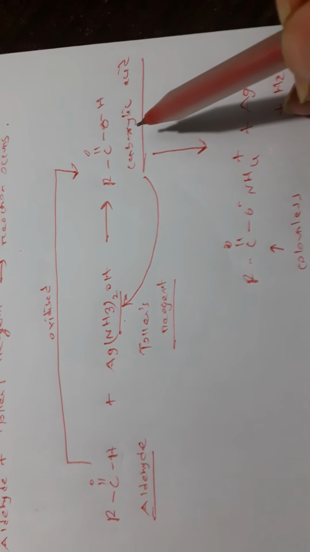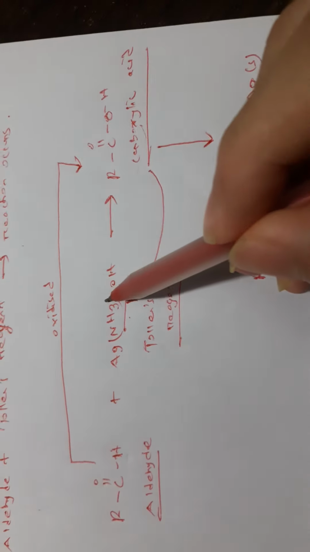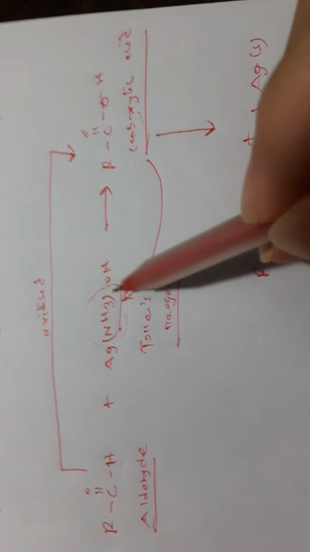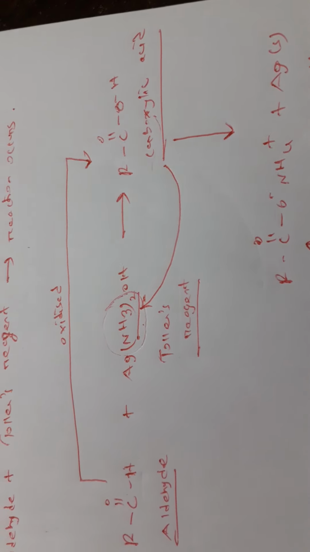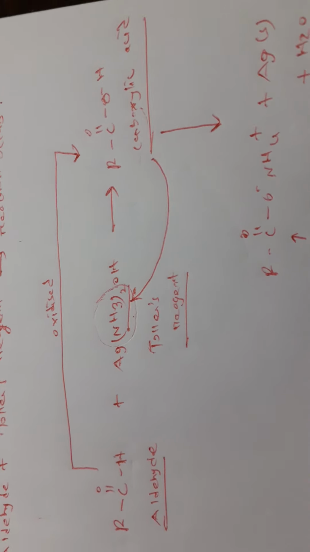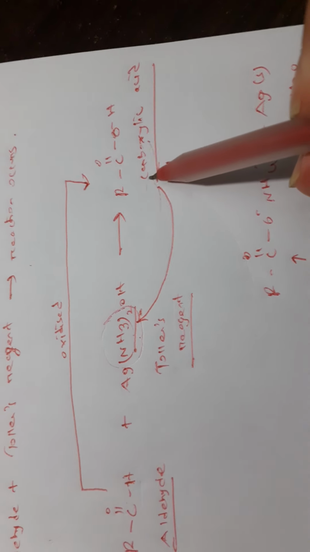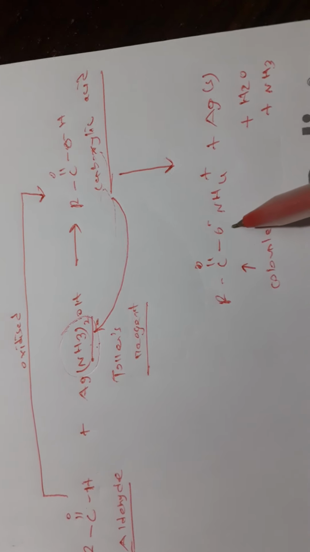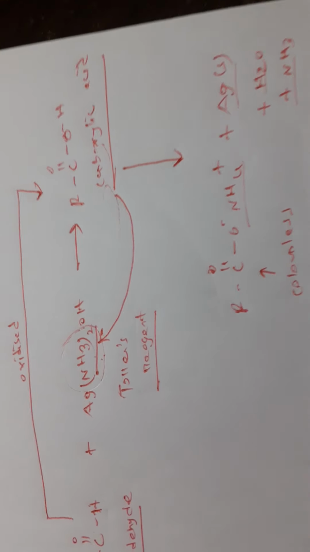Now, that is again not the end of the reaction. The carboxylic acid then reacts further with this part of the ammoniacal solution of silver hydroxide. This part is alkaline. As we know, ammonia is an alkaline compound. So this part of the Tollen's reagent is alkaline. So it reacts further with this alkaline part to form an ammonium salt plus solid silver, water and ammonia.